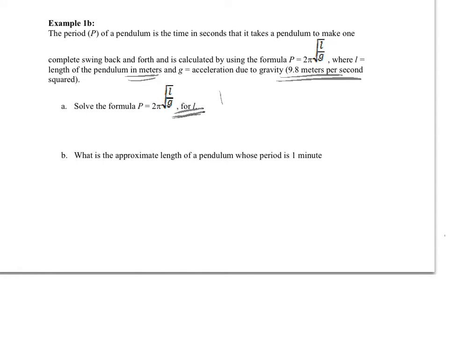We have P equals 2 times pi times the square root of L over G. Well, we need to get rid of that square root because that's no fun to deal with. So how would we get rid of a square root?